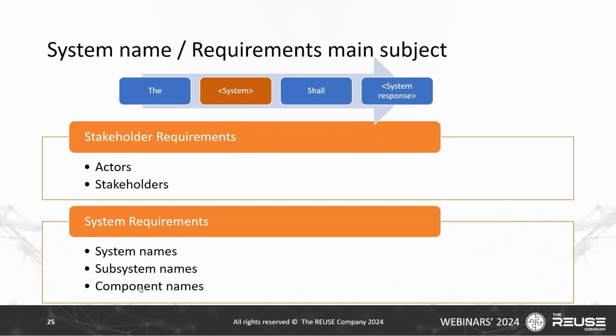If we start with the system name, of course, it depends on whether we are speaking about system requirements or stakeholder requirements. It could be the actors for stakeholder requirements, or it could be the name of the systems, the subsystems, and components in a modeling tool, right?